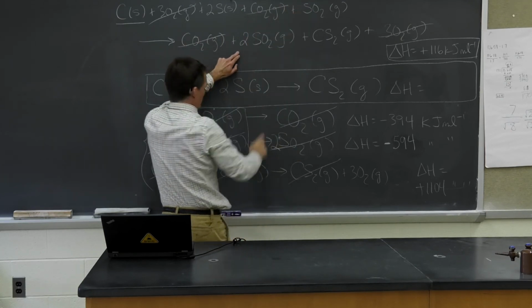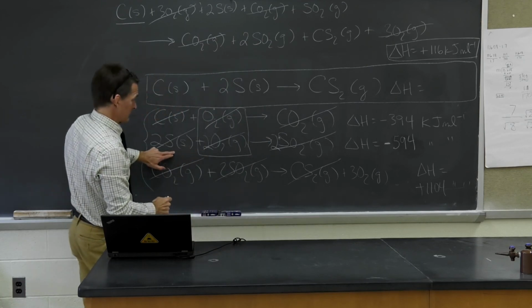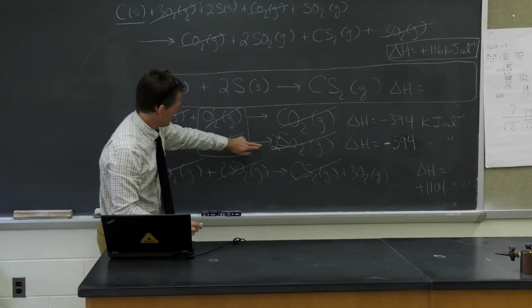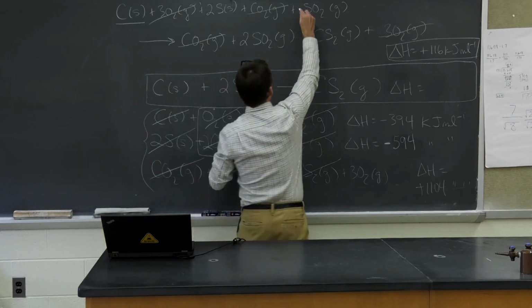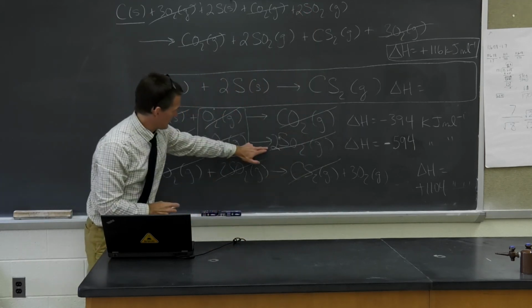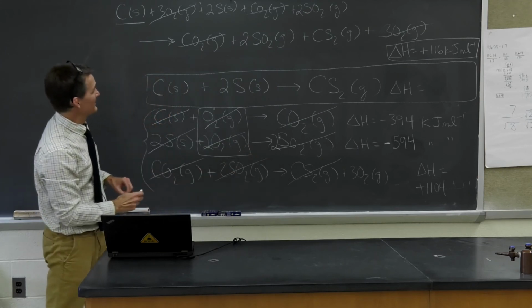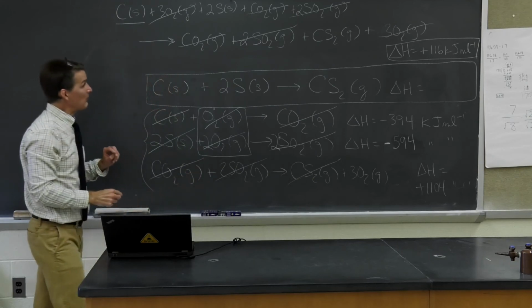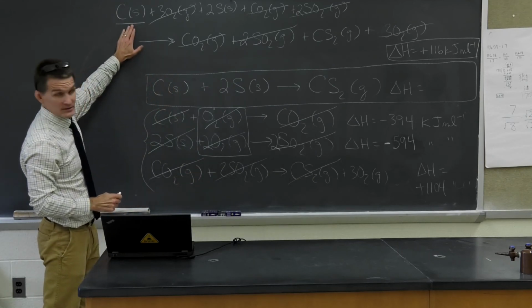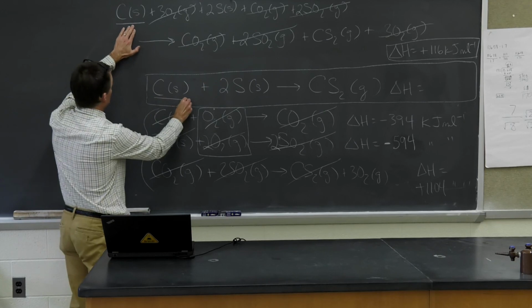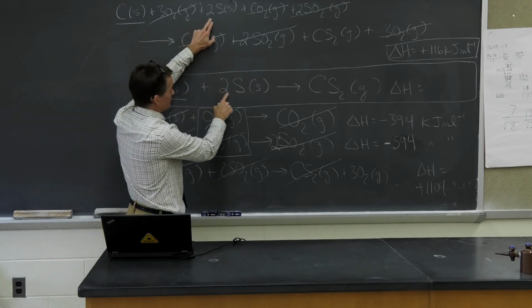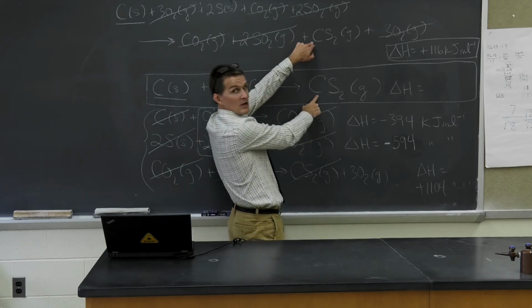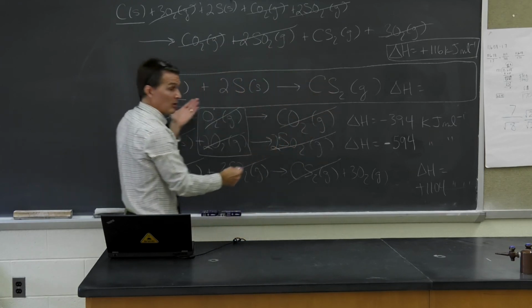2 SO2, uh-oh, did I mess up somewhere? I think I did. Yeah, there's a 2 SO2, I didn't write that up here, there should actually be 2. Notice there's a 2 SO2 here and a 2 SO2 here. So this should cancel this. And what I end up with is solid carbon plus 2 moles of solid sulfur going to carbon disulfide. This is the equation that I wanted.